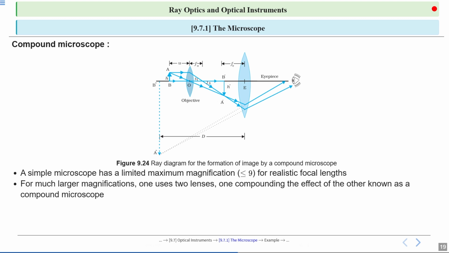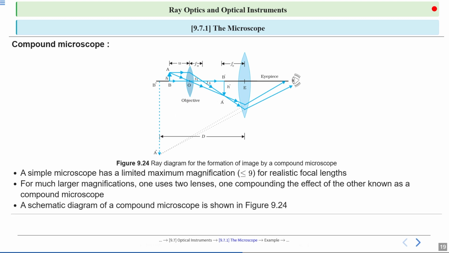To achieve much larger magnifications, we use a compound microscope which employs two lenses. This setup allows one lens to enhance the effect of the other, significantly increasing magnification. This principle is key to understanding how compound microscopes work. Finally, the schematic diagram we have seen earlier is a representation of a compound microscope. This diagram helps us visualize the arrangement and function of the lenses within the microscope, reinforcing our understanding of its operation.